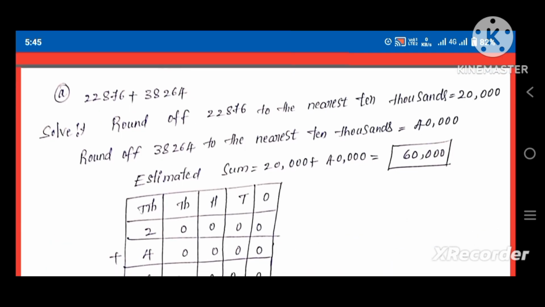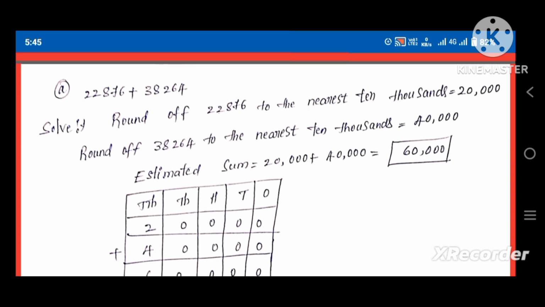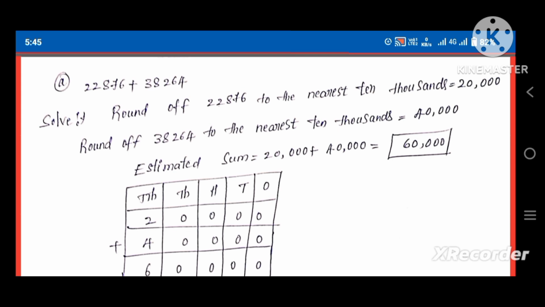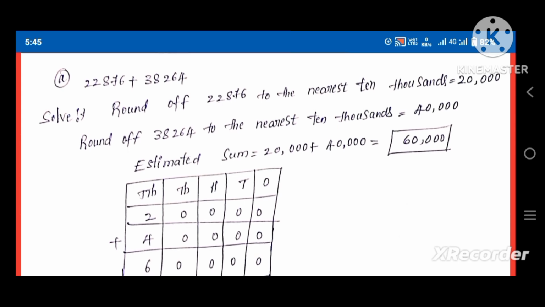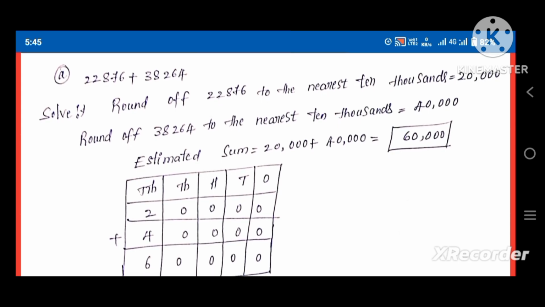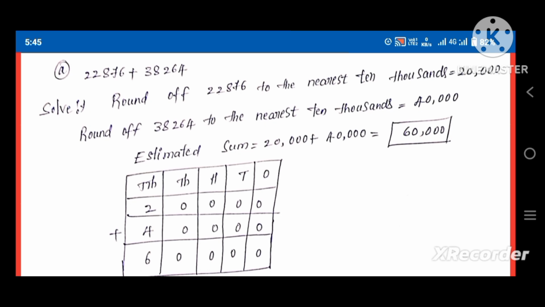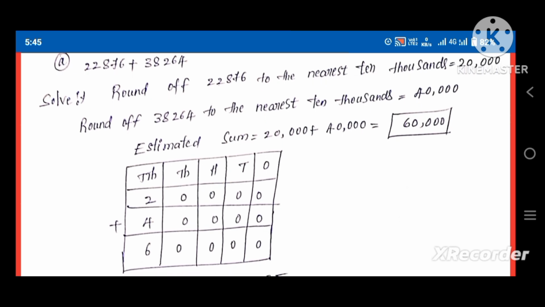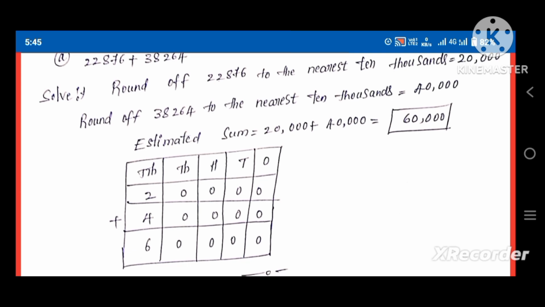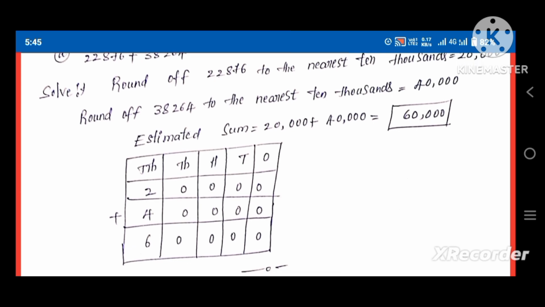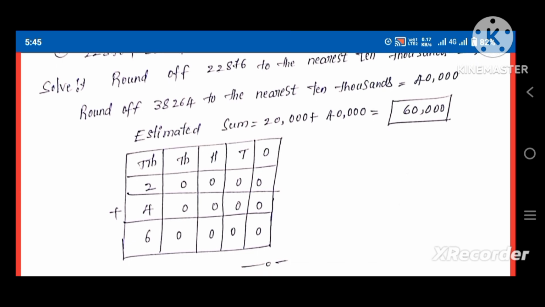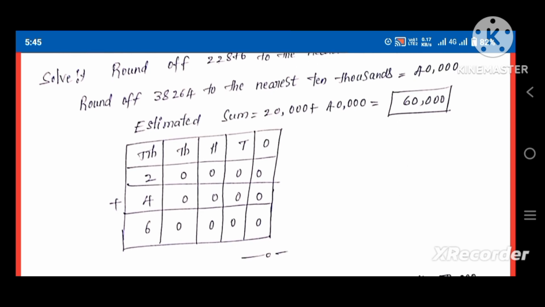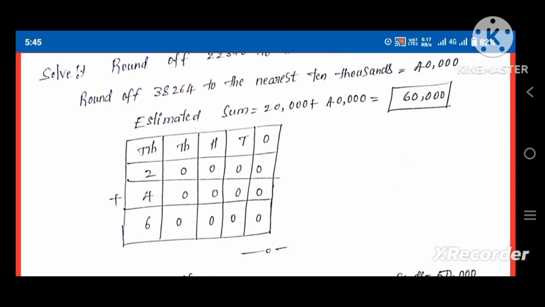Question number A. 22,876 plus 38,264. Solve. Round off 22,876 to the nearest 10,000 is equal to 20,000. Round off 38,264 to the nearest 10,000 is equal to 40,000. Estimated sum is equal to 20,000 plus 40,000 is equal to 60,000.